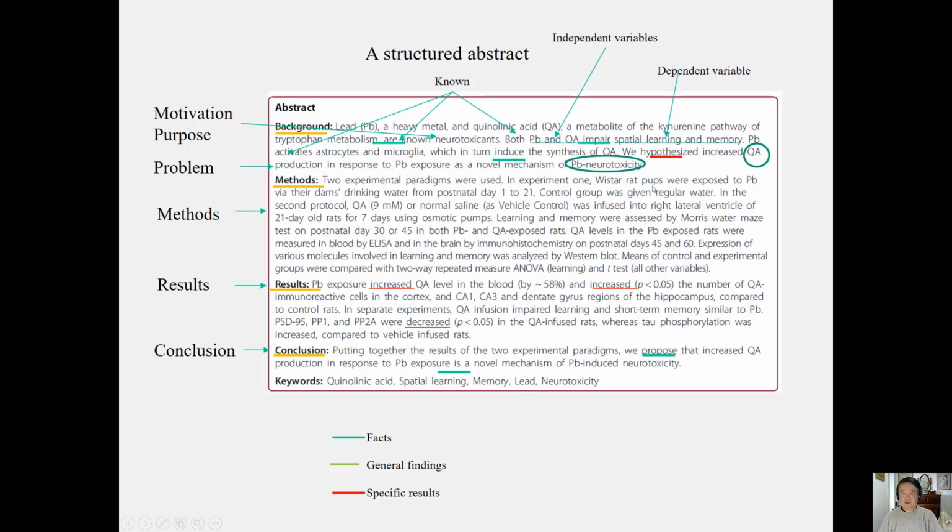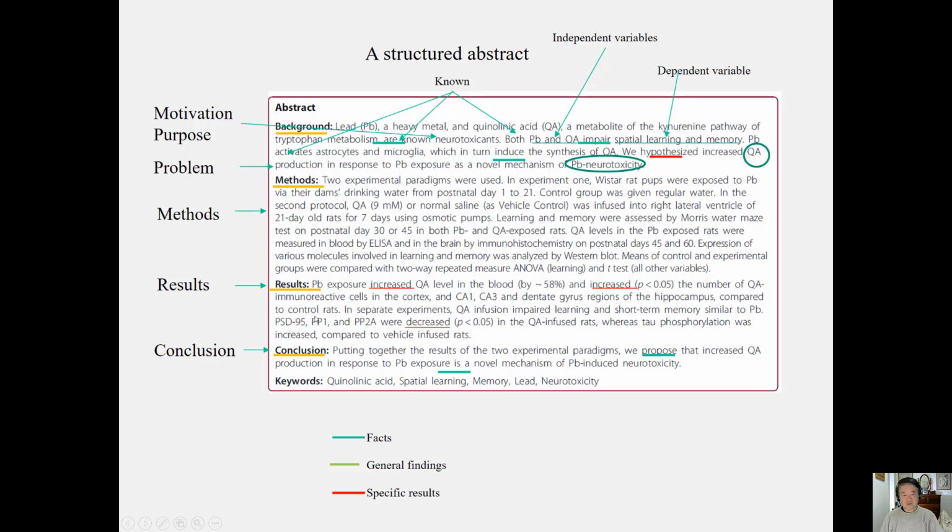So this is something like the subjects, here the rats used in this study. Then how they treated them, for how long, etc. Then later on, they measured biomarkers, for example, in the blood using ELISA, and also measured something in the brain using immunohistochemistry, etc. So this lays out the method that has been used in this study.